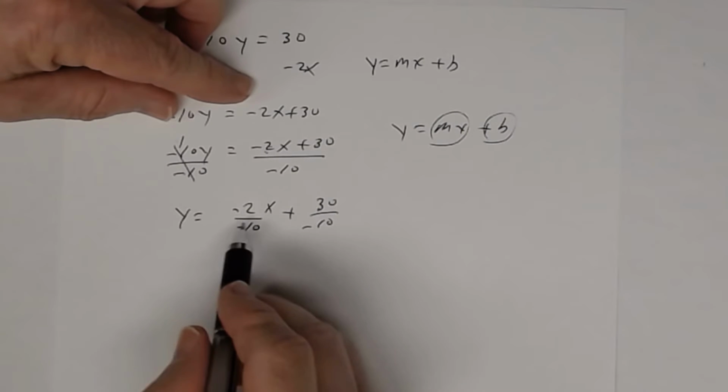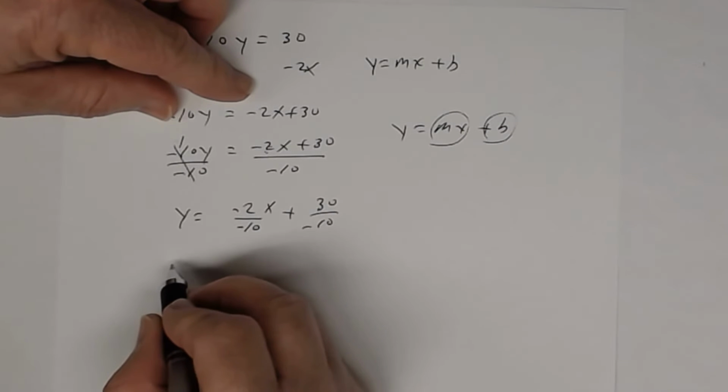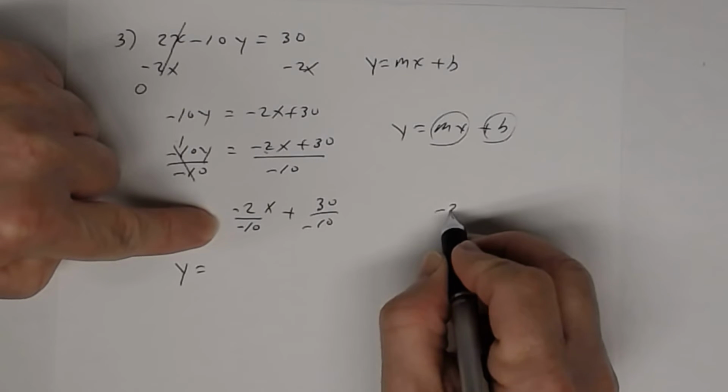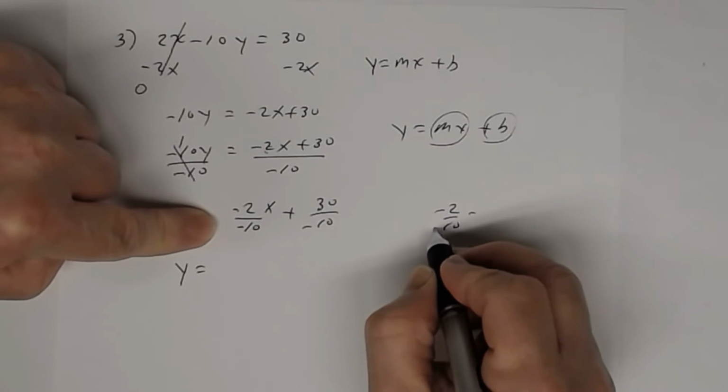All right, now we've got to simplify as much as possible. That's important. So y equals, now let's think about negative 2 tenths. Do y'all agree, I'm sorry, negative 2 divided by negative 10.